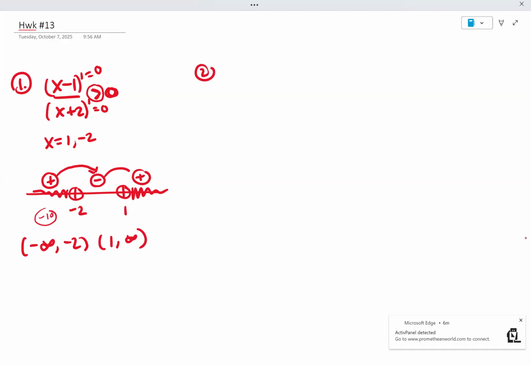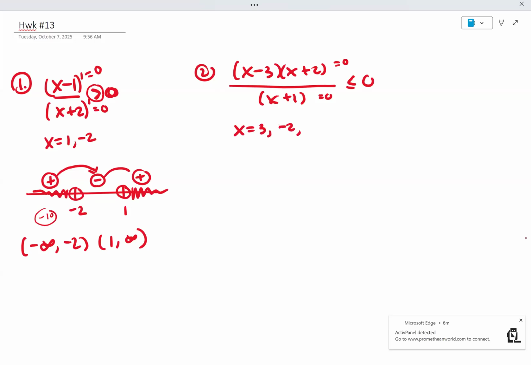Number 2, it is already set to 0, and it is already factored, but it's less than or equal to. So again, my critical points come from when the numerator is 0 and the bottom is 0, and that is at x equals 3, -2, and -1. So you have to put them in the right order, otherwise your signs will be off.